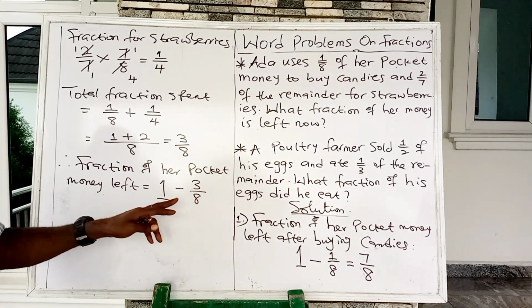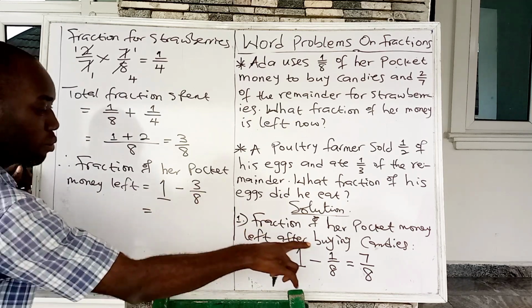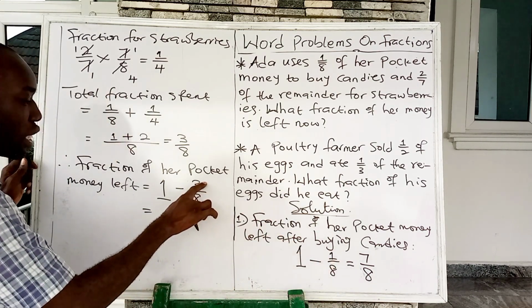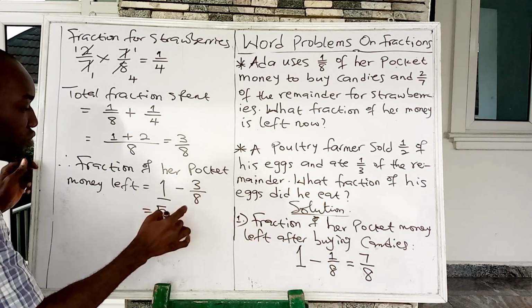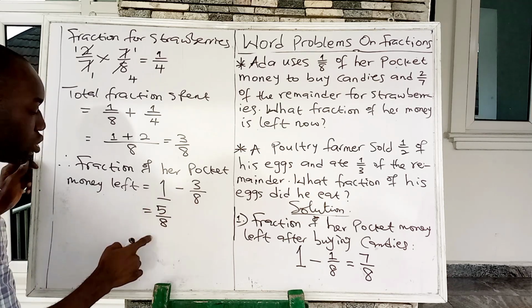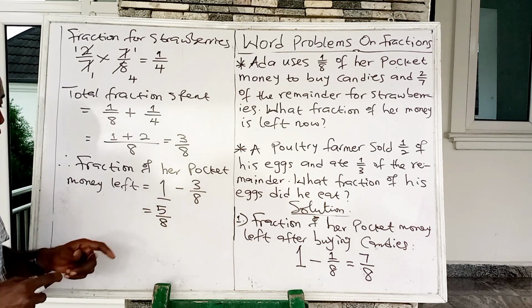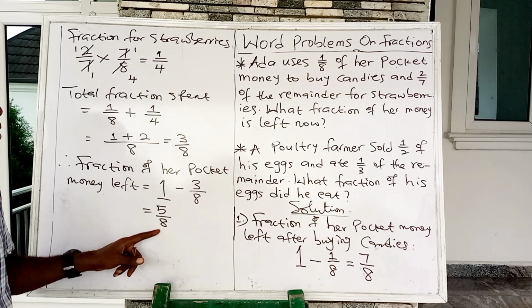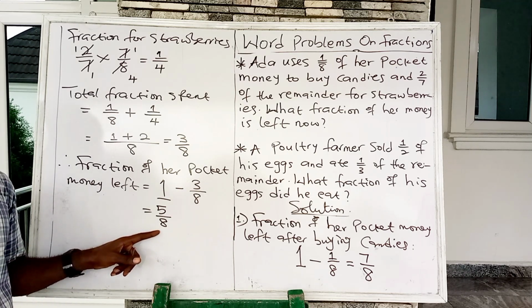Now we subtract this from a whole, and that will give us, apply the same principle I explained here to you: subtract the numerator from the denominator, that will give you 5, while the denominator remains the same. So this is the fraction of her pocket money that is left now.